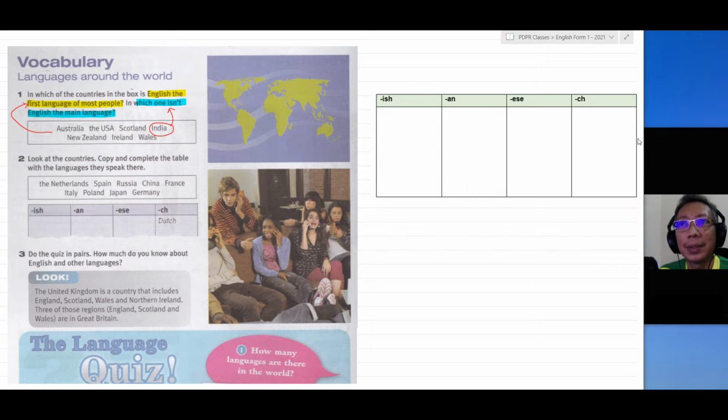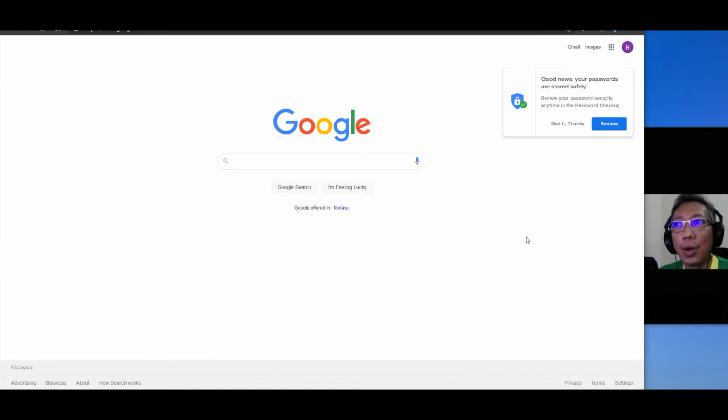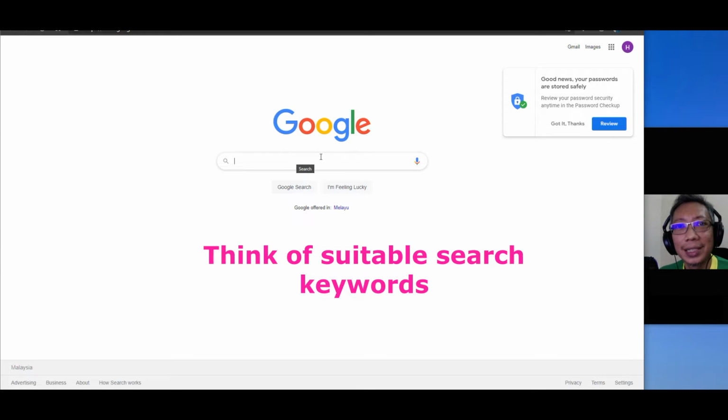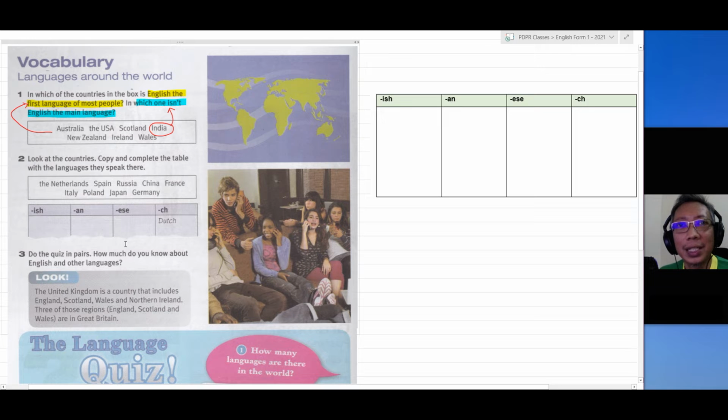and then I want you to use Google. You may open your internet browser and search. In the search box, try to use a suitable search key for you to find the languages used in these countries in the box. Example given to you: -ch, Dutch, right? Dutch, given to you.